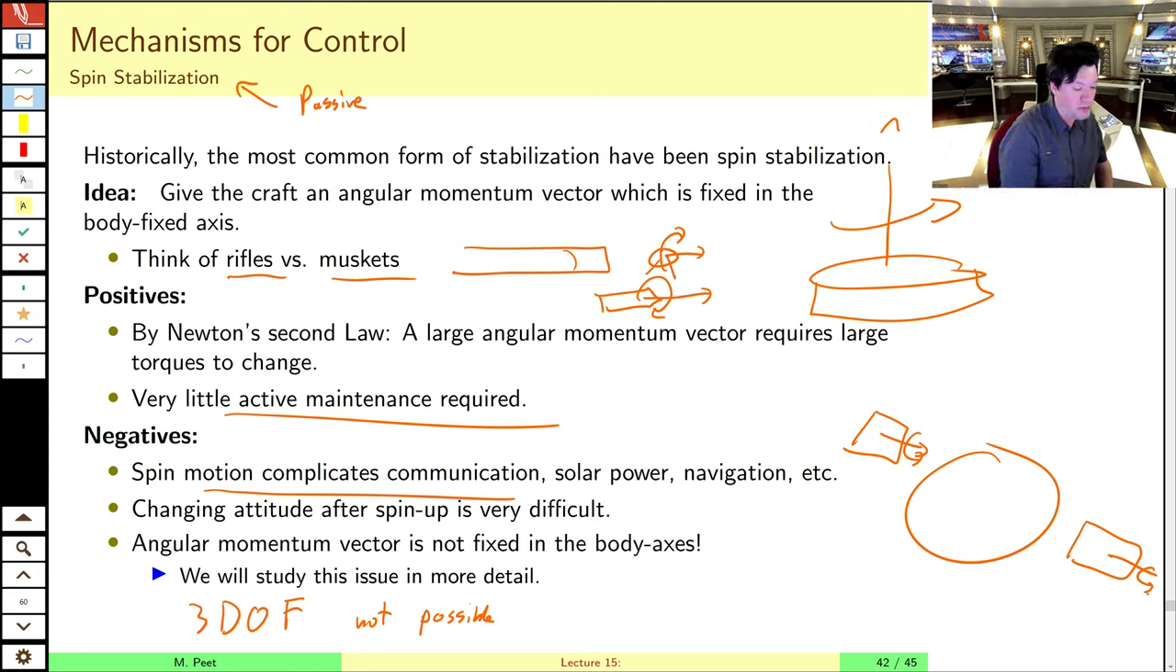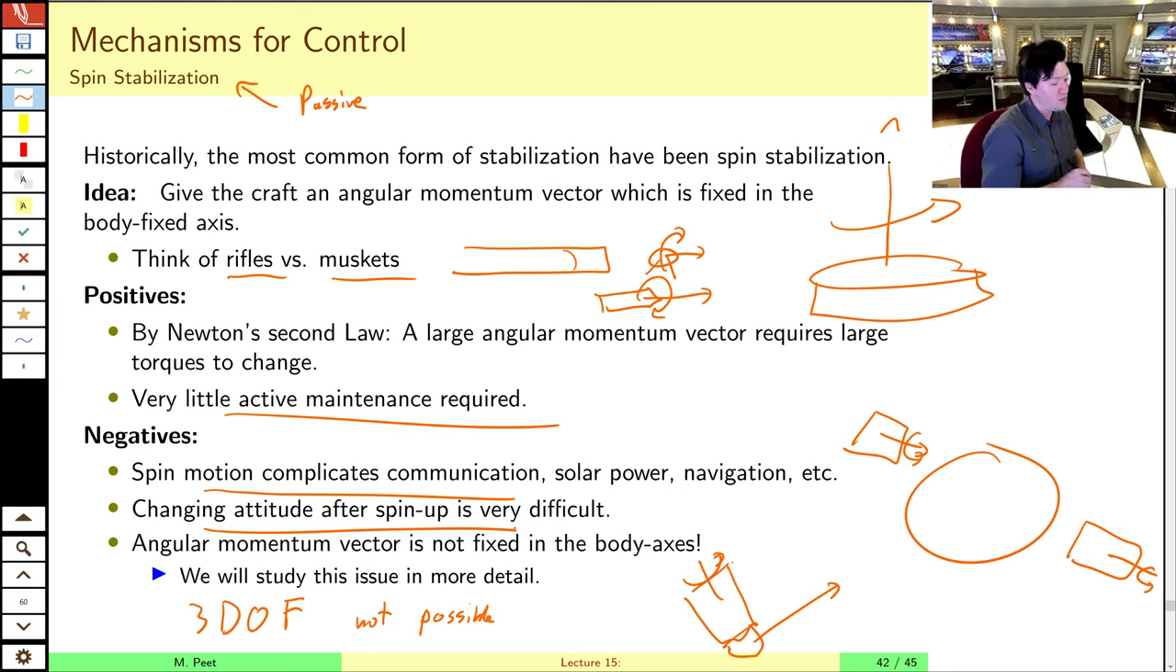It's often used for interplanetary. What used to be used more commonly for interplanetary, because that's actually a feature in that case, right? You're pointing towards the Earth. So it has a despun part, which is always pointing that way, and then this spinning part here, which is fixed in attitude. Right? So changing attitude after spin up is very difficult, not impossible, but difficult.